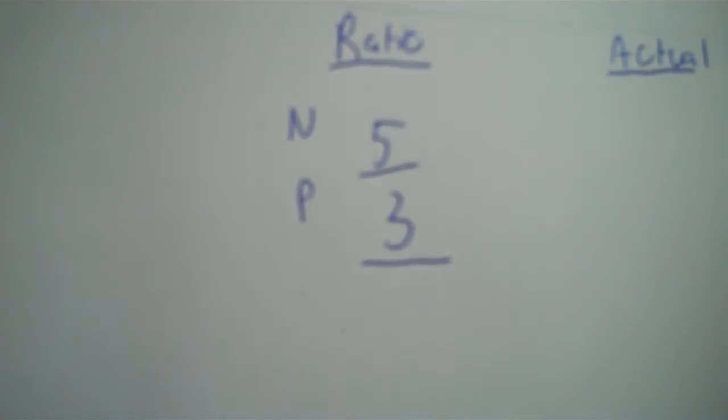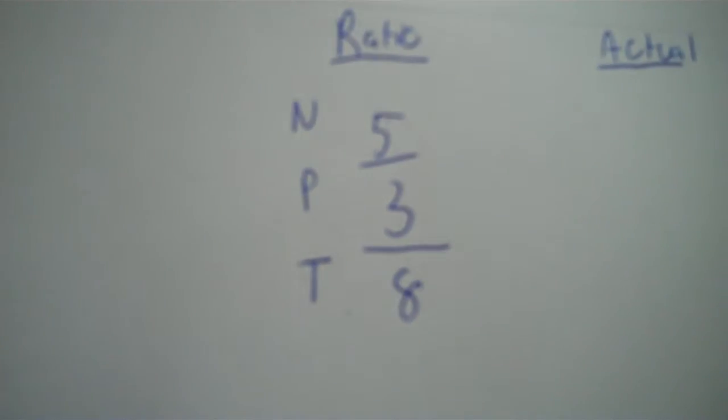So under the ratio, you're going to put 5 over 3. Now, novelist is before poets, so novelist goes with the 5, poets goes with the 3. N and P, novelists and poets. Then you underline that, and then you add these two amounts together. 5 and 3 makes 8, and that's your total amount. T stands for total. That's your ratio.